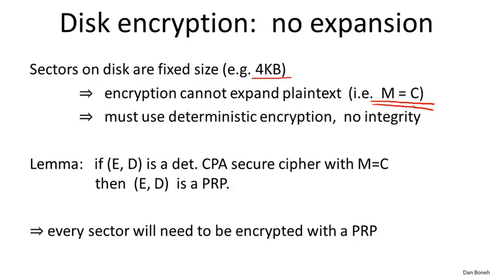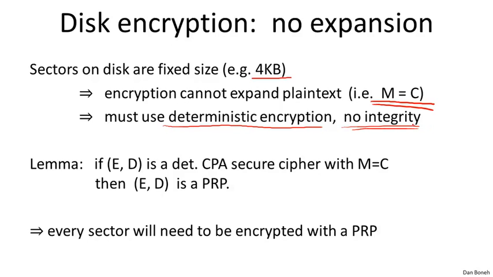In this case, clearly we have to use deterministic encryption, because if encryption was randomized, there would be no place to store the randomness. And similarly, we have no room for integrity because we can't expand the ciphertext and add any integrity bits. So the most we can achieve is deterministic CPA security. And that's going to be our goal.